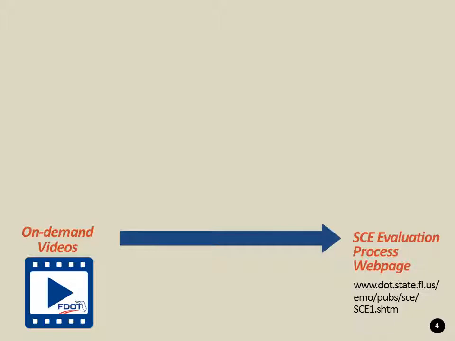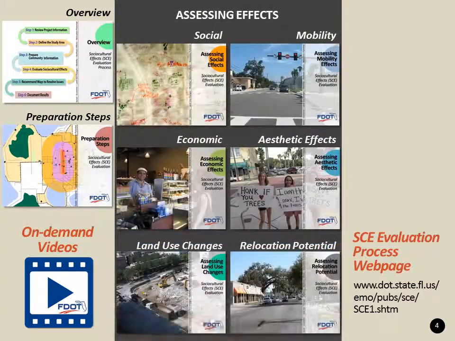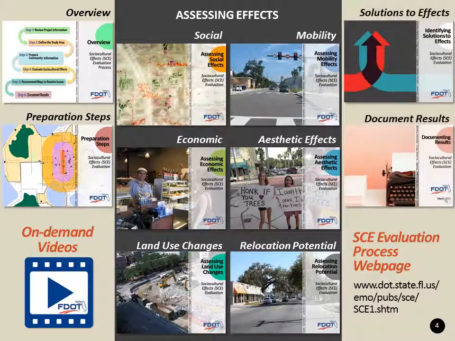including on-demand videos like this one. The videos provide an overview of the SCE evaluation process, instructions on how to prepare for an evaluation, and assess potential effects, including specific considerations for the 6 SCE issues, and guidance on identifying solutions to effects and documenting the SCE evaluation results. To support the SCE evaluation process, the web page also has videos on performing project-level demographic analysis and environmental justice analysis.